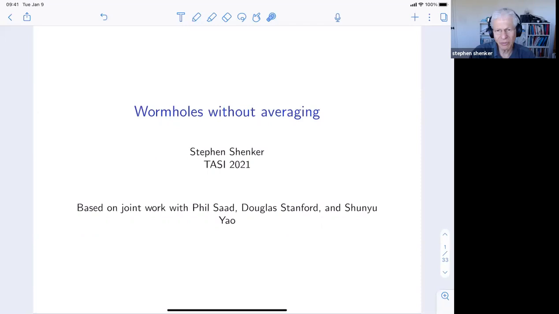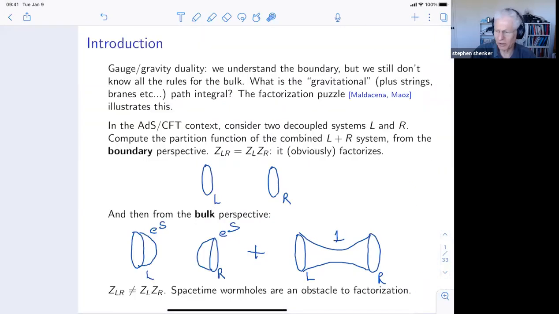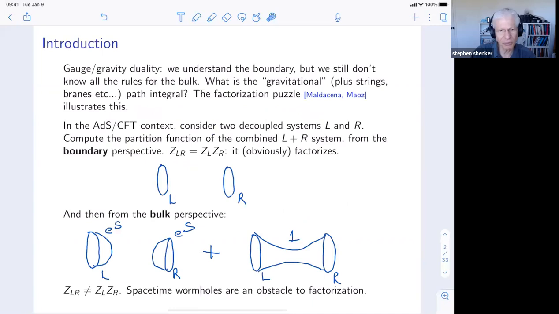So the subject we're going to talk about has been a subject of a lot of recent interest: wormholes and their role in these modern issues involving black holes and information loss, and the way that the boundary theory in AdS/CFT fits together with properties of the bulk. So let me just give a brief introduction, and I know Phil talked about this before.